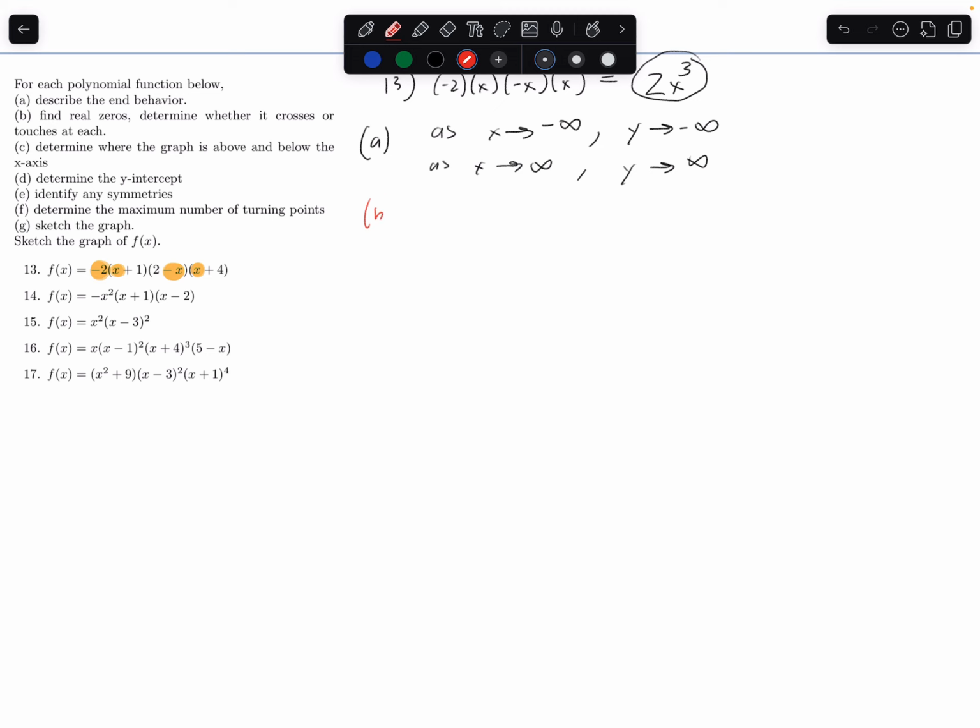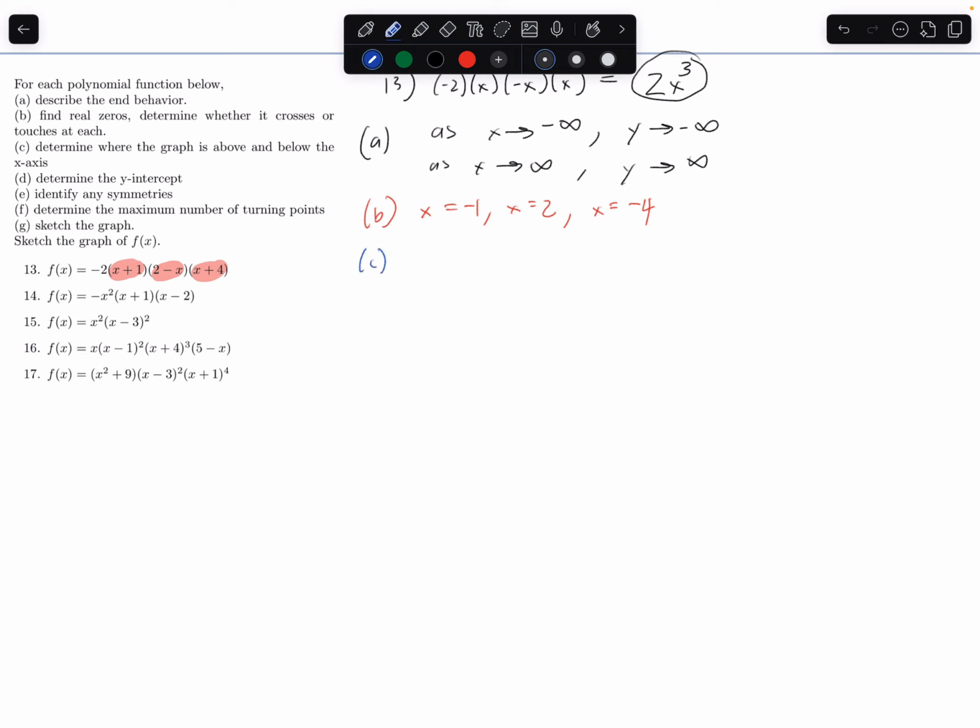Okay, moving on to part B. Find the real zeros. That's actually easy to do because it's already factored for us. So I just focus in on here. What are the different terms? And then figure out my zeros from there. So x equals negative 1 would be the first one. x equal to 2 would make this second one 0. And then x equal to negative 4.